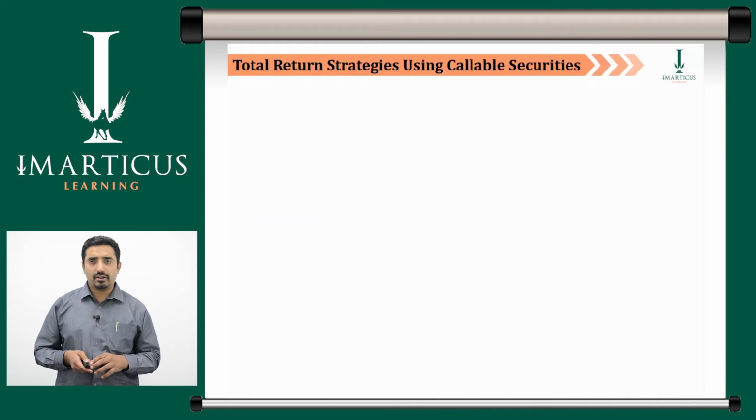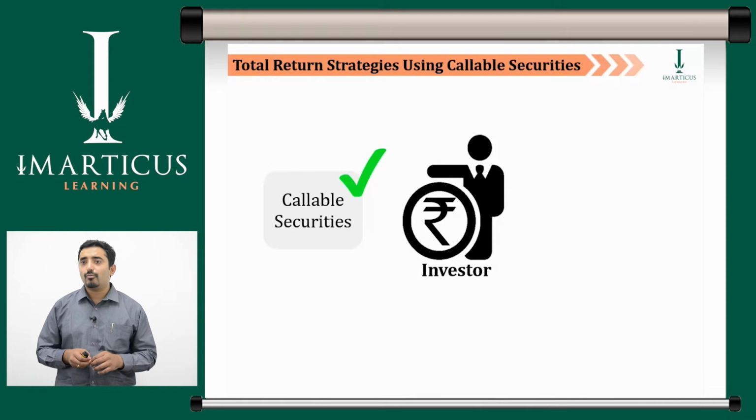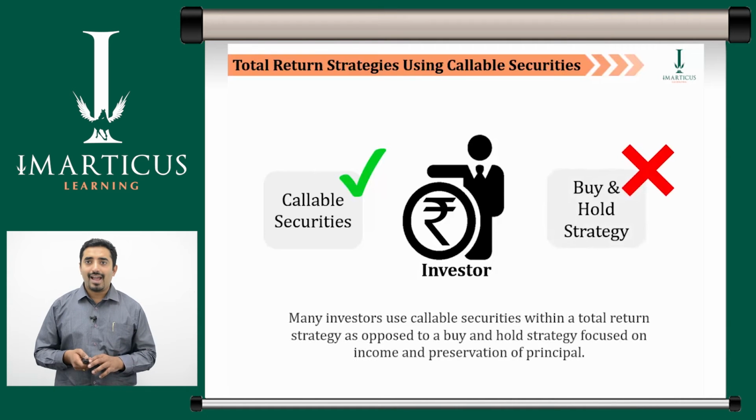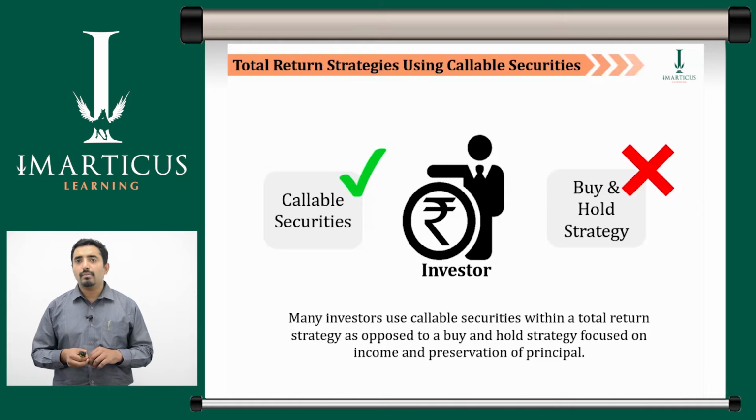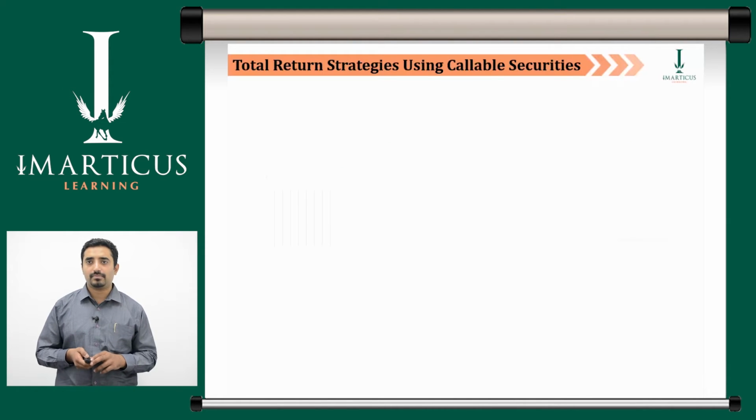Moving on to total return strategies using callable securities. Many investors use callable securities within a total return strategy with a focus on capital gains as well as income, as opposed to a buy and hold strategy focused on income and preservation of principal, which is more of a passive portfolio strategy. Thus, traders using the total return strategy with callable securities use an active managed strategy.